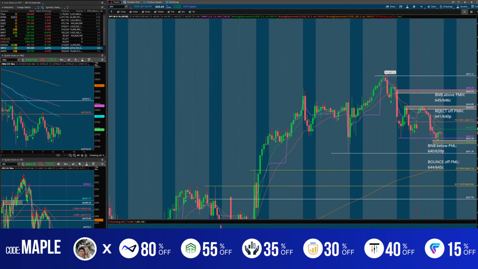643.17. Over this, they target previous day or below 643.71, 644.88. Then the previous day high 646, and then 647.13.